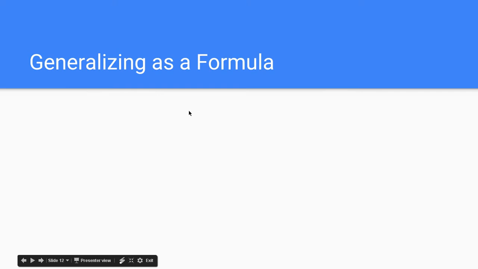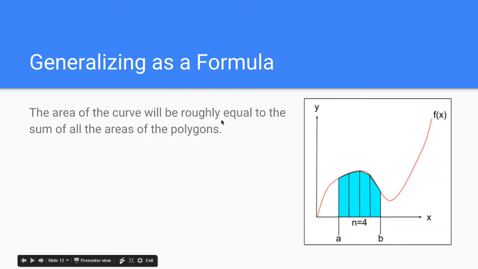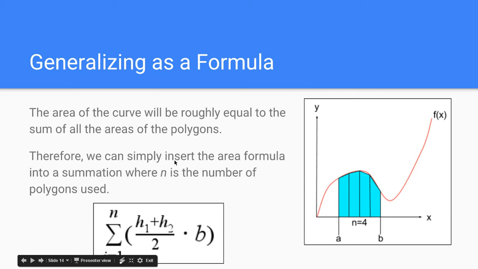So let's generalize this idea as a formula. The area under the curve will be roughly equal to the sum of all the areas of the polygons. If we sum up all the areas of these polygons, we get the area under the curve, or at least an estimate of it. Therefore we can simply insert the area formula into the summation, where n is the number of polygons used. On the bottom here I have a summation from i equals 1 to n, and it sums up all the polygons' areas. The areas will be height 1 plus height 2, divided by 2, times the base.